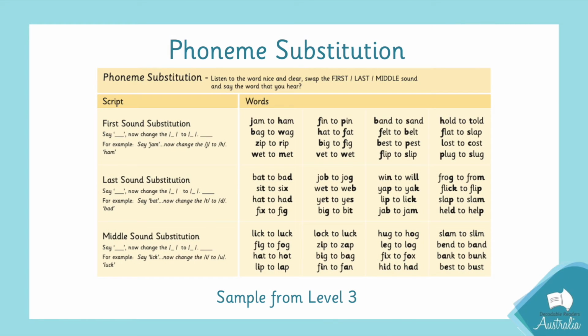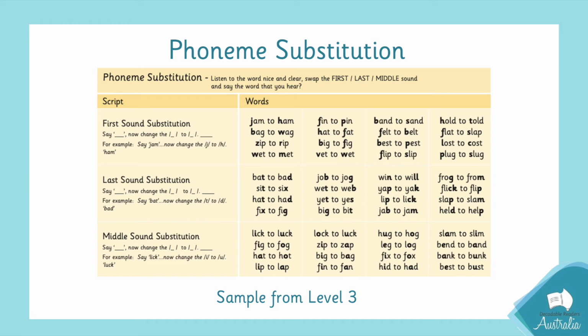The final advanced phonemic awareness skill is sound substitution. This skill involves students substituting a sound. In the example shown, they start off substituting a beginning sound, that's that first sound. So for example, say jam, now change J to H. What is our new word? So they're substituting a sound at the start to create a new word. Then it moves on to substituting the last sound. So for example, say bat, now change T to D. So then they have to change bat to bad.